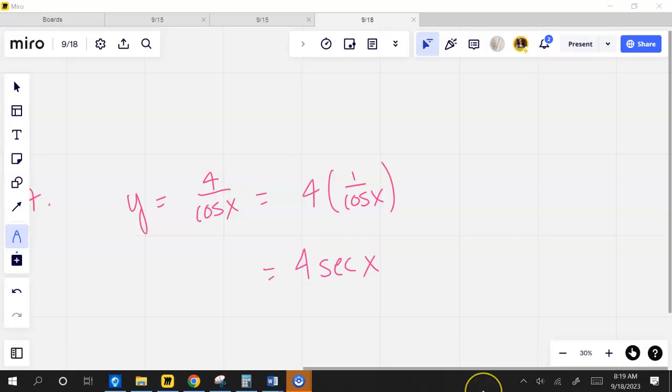So cosine, tangent is sine over cosine. Secant is 1 over cosine. Cosecant, okay, that's all right. Little different than inverse.